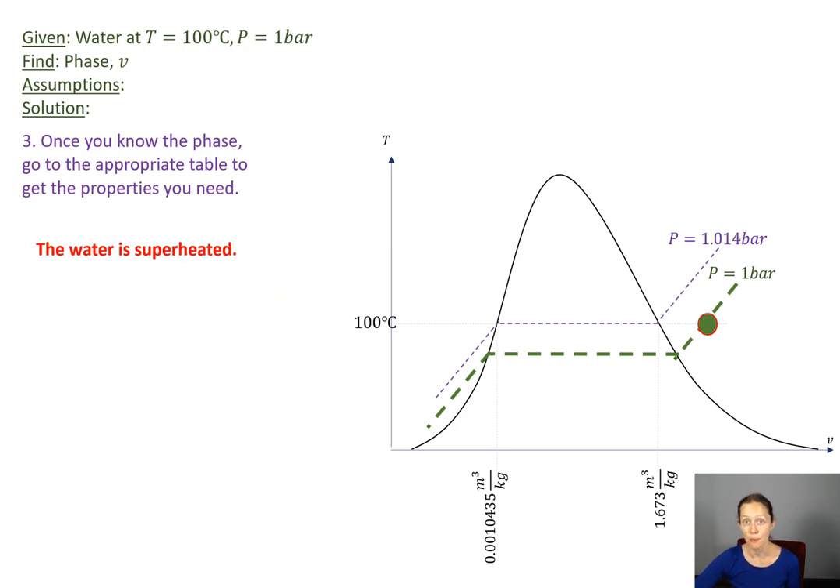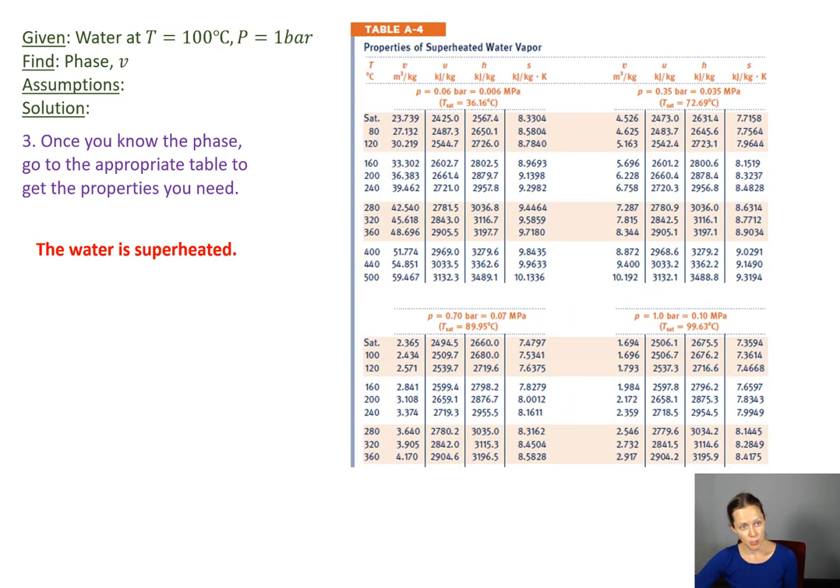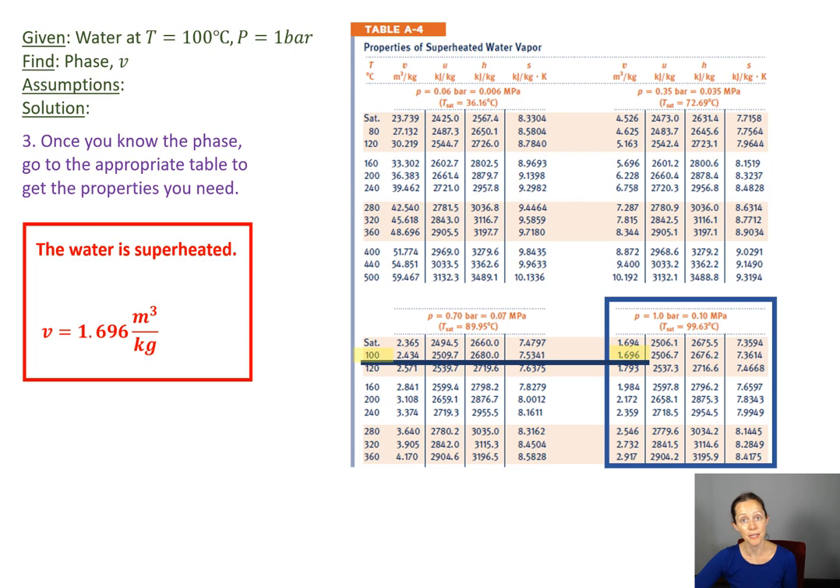So I need to go to my superheated tables in order to get the specific volume. My superheated water tables are organized in blocks of pressure. So I'm at the block for 1 bar, and all I need to do is read off the specific volume at 100 degrees Celsius in 1 bar. And it looks like it's 1.696 meters cubed per kilogram. And I'll box it, and now I'm done.